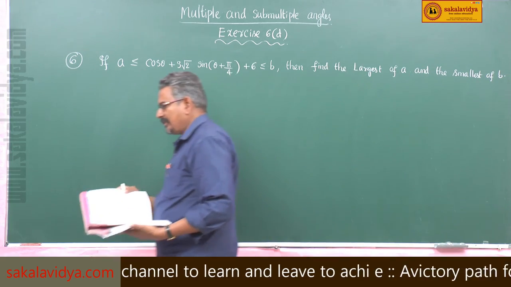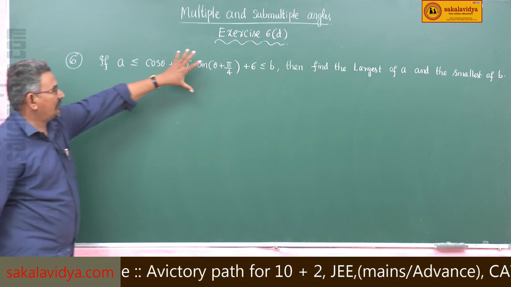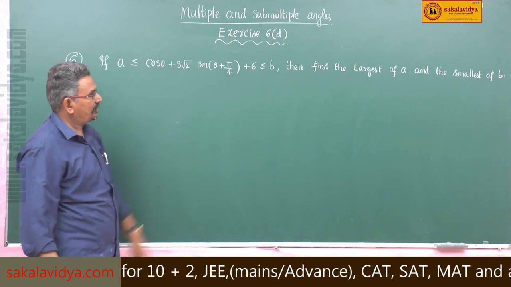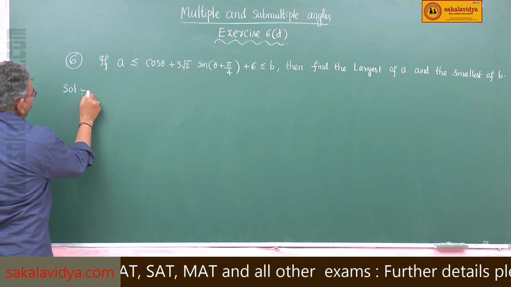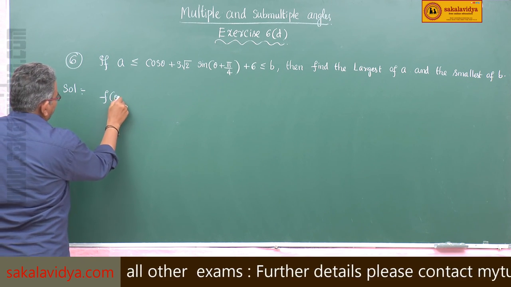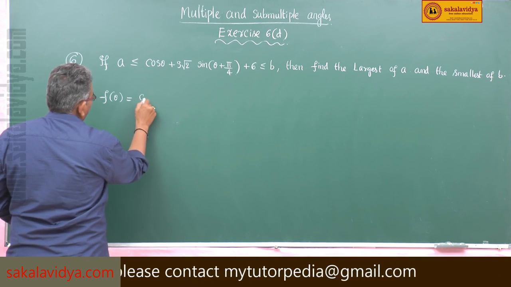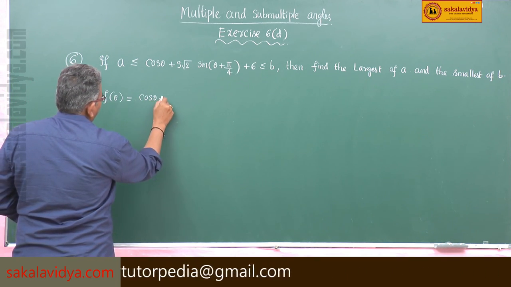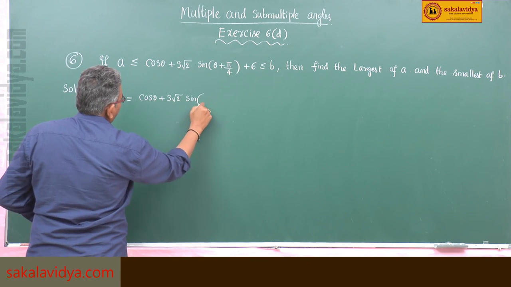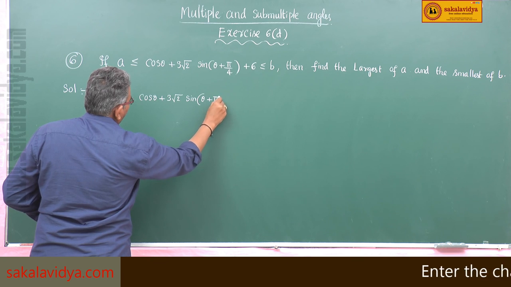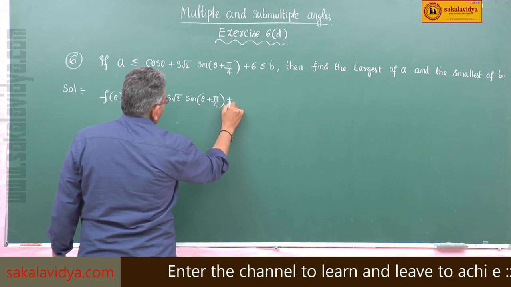Okay, that means indirectly here we only have to find out the extreme values of this function. So, let us consider f of theta, not x, f of theta in terms of theta: cos theta plus 3 root 2 sin of theta plus pi by 4 plus 6.